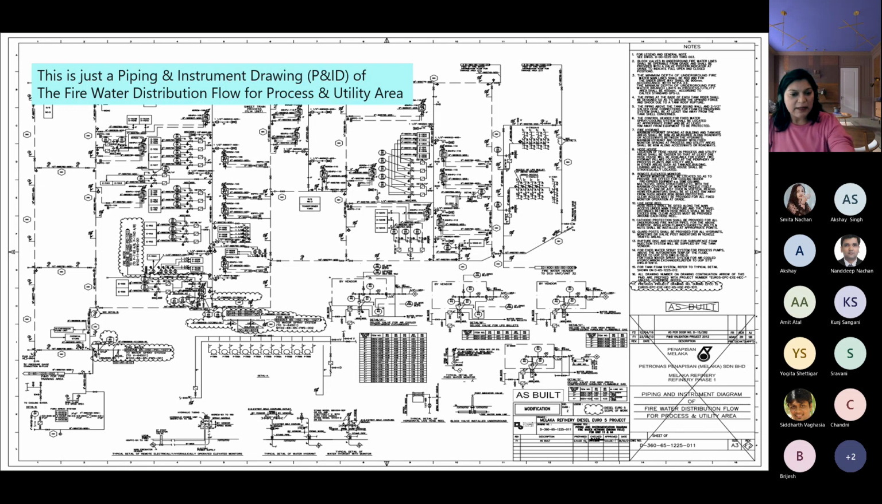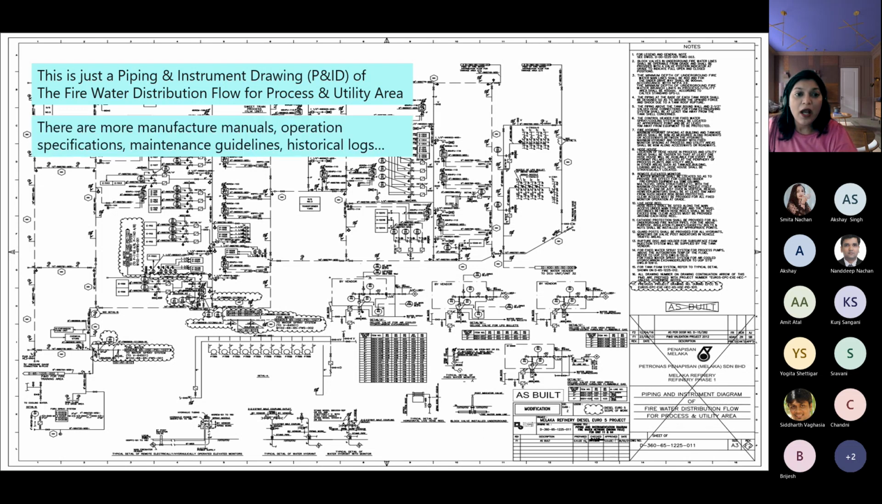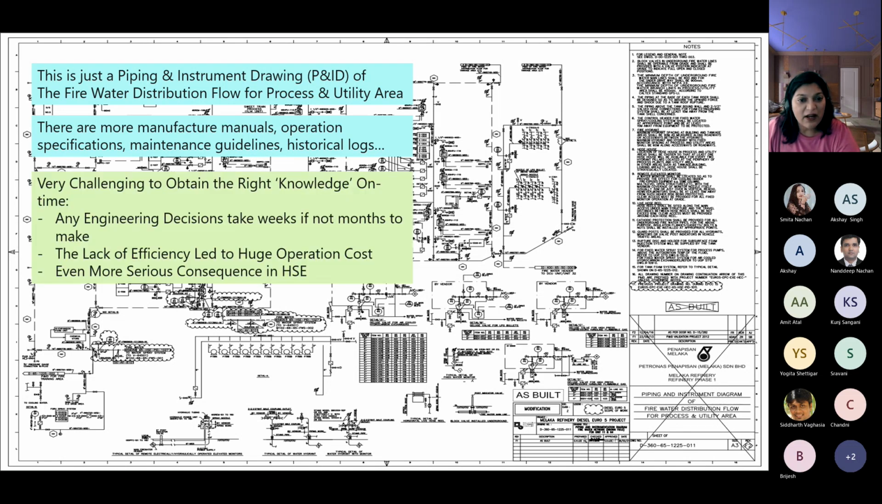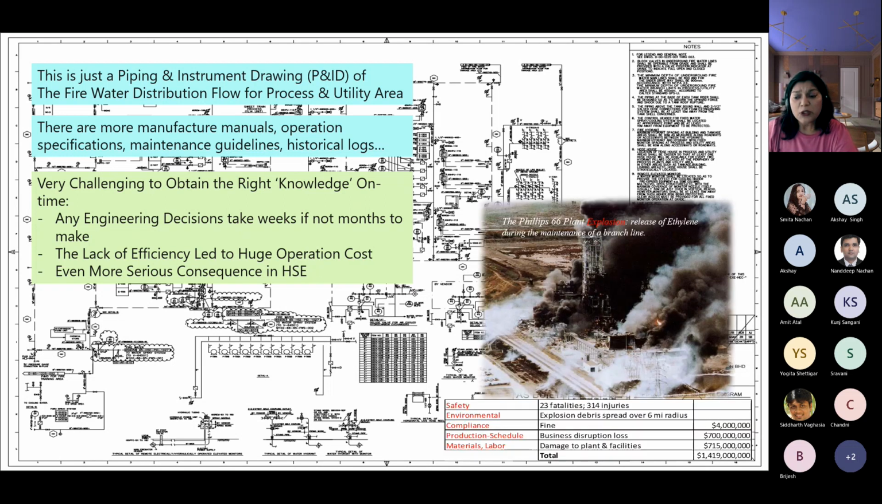So this is just a P and ID, piping and instrument diagram, for a fire distribution flow, right? And then it is very challenging to obtain the right on-time knowledge. For example, what happens if one particular valve bursts? What happens if one particular valve is going to rust, and how do I estimate when to replace it, or when it will be the critical time, or what will be the fatalities or monetary loss if I don't replace that, and so on and so forth, right? And it has been proven that, in the Phillips 66 plant explosion, it was because of certain unmitigated and unwarranted maintenance, right?